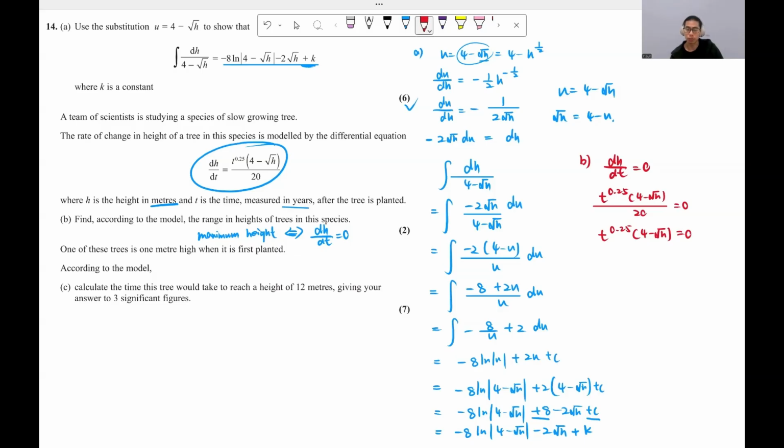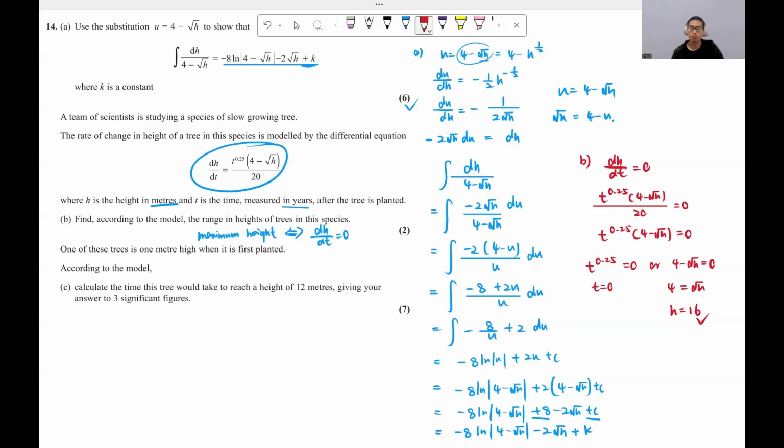One of them has to be equal to 0. So it's either t to the power 0.25 equal to 0, or 4 minus root h equal to 0. For the first one, obviously t is going to be equal to 0, but we don't really need that. And for the second one, 4 is equal to root h. So square both sides. h is just equal to 16, which is what we need.